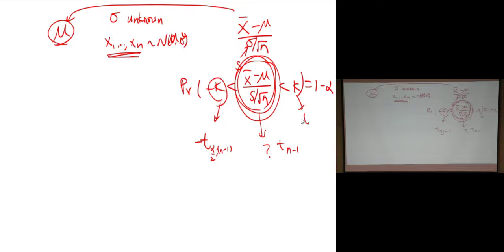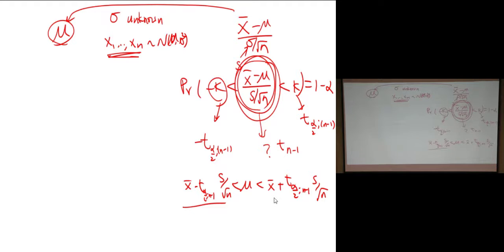So this is t alpha over 2, n minus 1. All right? So then I rearrange it so that at the end, I will get this formula: X bar minus t alpha over 2, n minus 1, s over root n, and x bar plus t alpha over 2, n minus 1, s over root n. All right? So this is the random interval that I will use for my confidence interval.